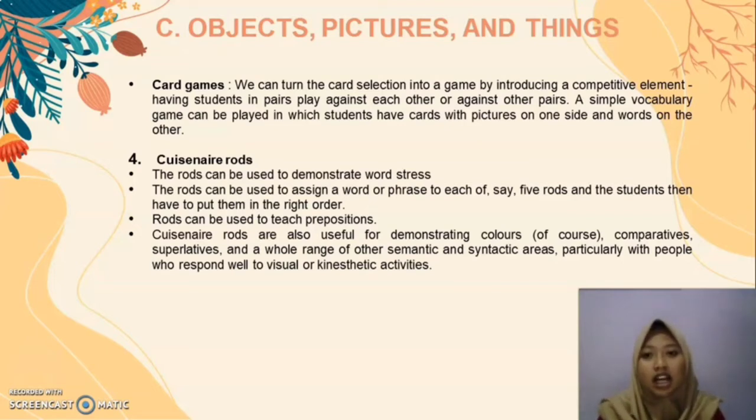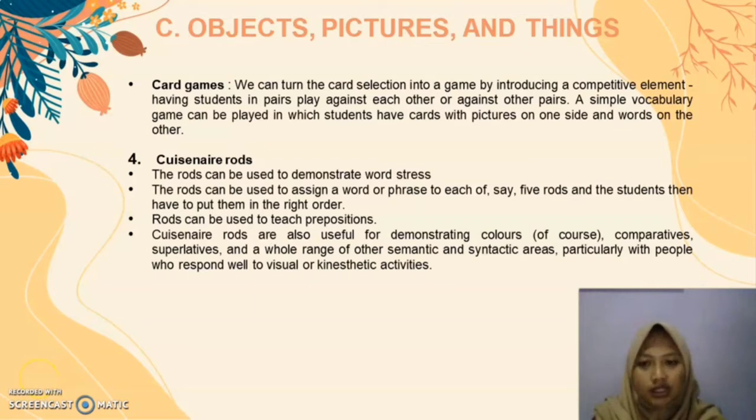The next is card games. There are as many card game possibilities in language learning as there are in real life. We can turn the card selection into a game by introducing a competitive element, having students in pairs play against each other or against other pairs. A simple vocabulary game can be played in which students have cards with pictures on one side and words on the other.